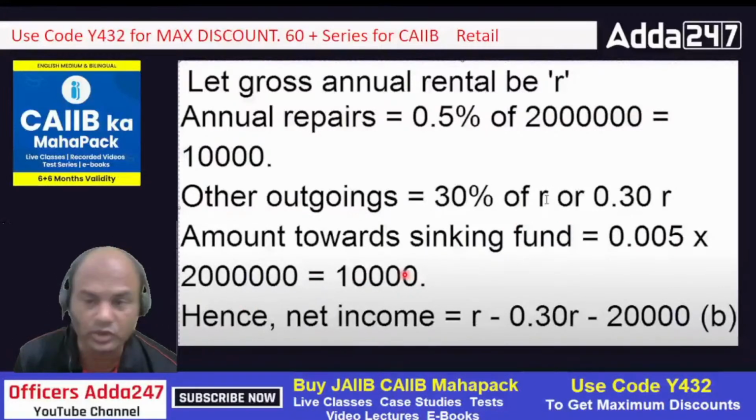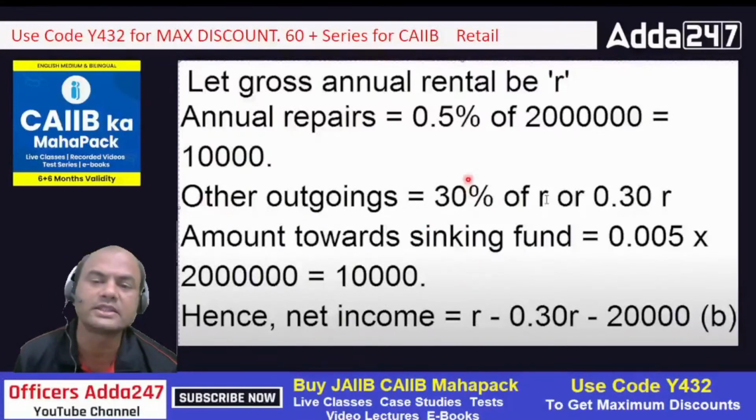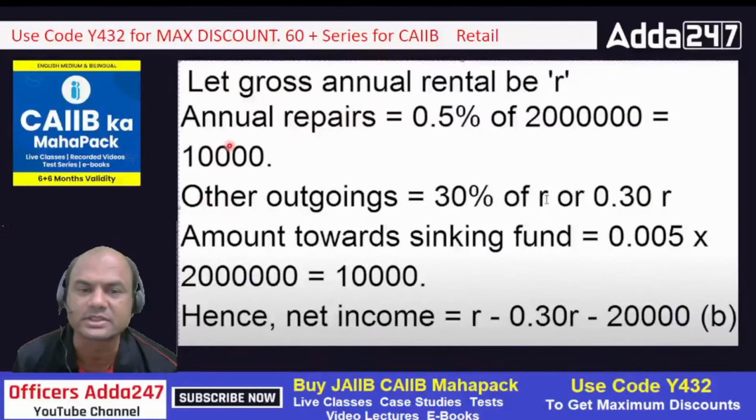Now, hence my net income is what? Whatever R I will be getting from that customer, that person will pay me only simple R. He'll tell me to adjust anything, he doesn't care. So how will I adjust it now? R minus the outgoings. So minus this 10,000, minus 0.3 R, this regular outgoing, and minus this sinking fund. So R minus 10 minus 0.3 R minus 10. So it becomes R minus 0.3 R minus 20.